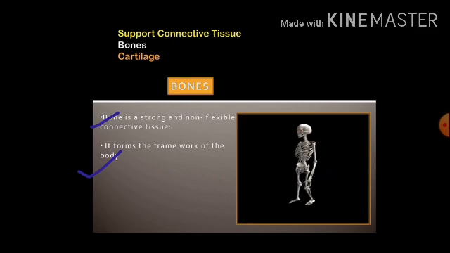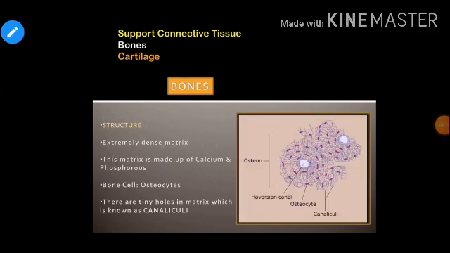Talking about the structure of bones, bone, also being a connective tissue, again has an extracellular matrix and some cells embedded in this matrix. Children, the basic concept of structure remains the same, that there is the matrix and there are the cells. So what kind of extracellular matrix do we have in case of bones? Children, we have an extremely dense matrix, and that is why bone is so hard. So that hardness of the bone is due to the extremely dense matrix which it has.